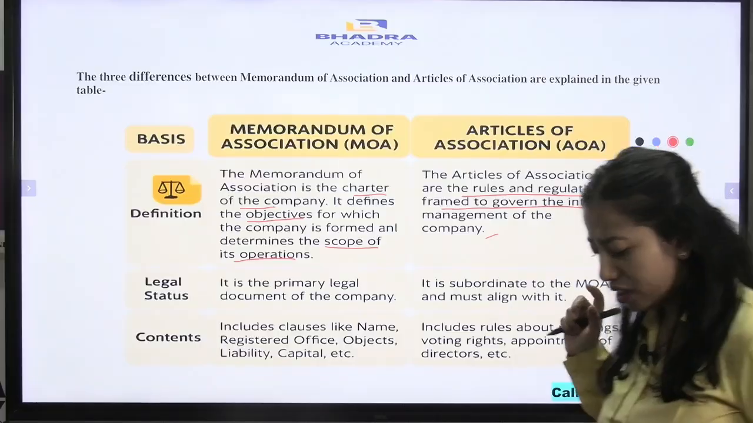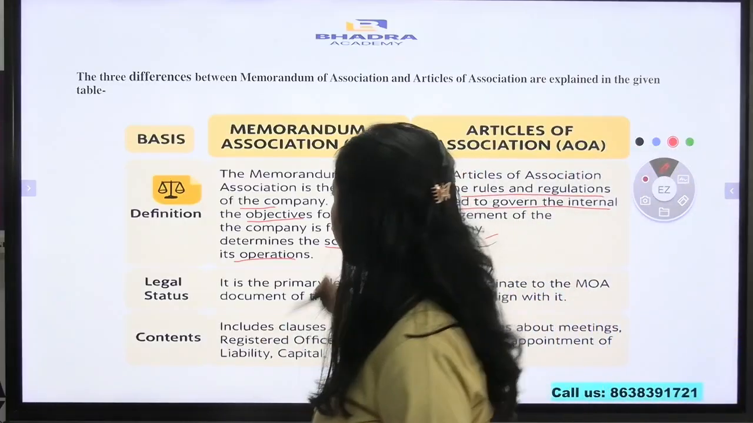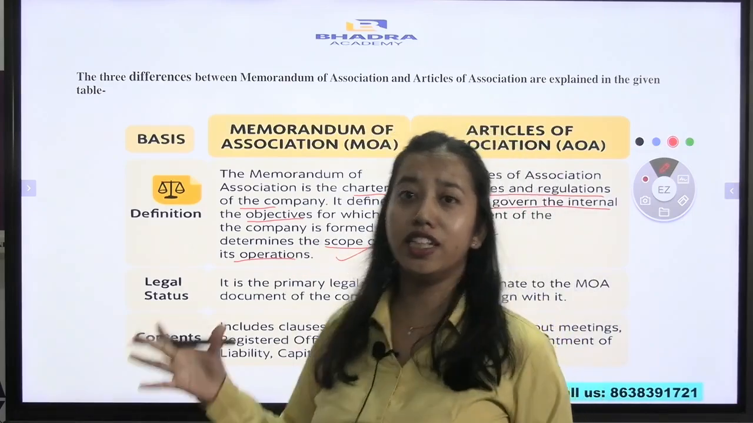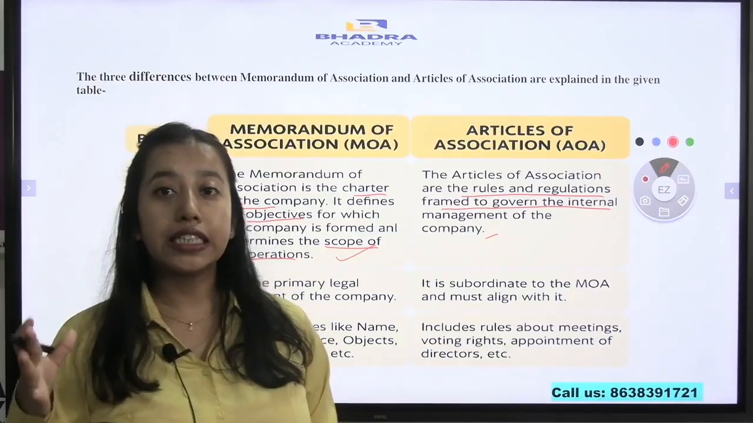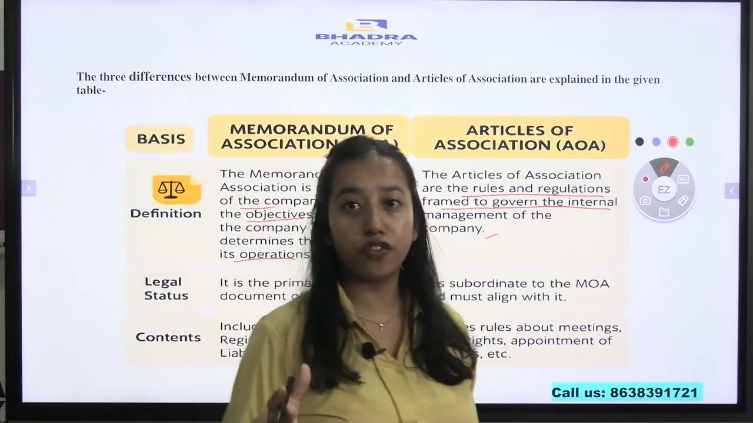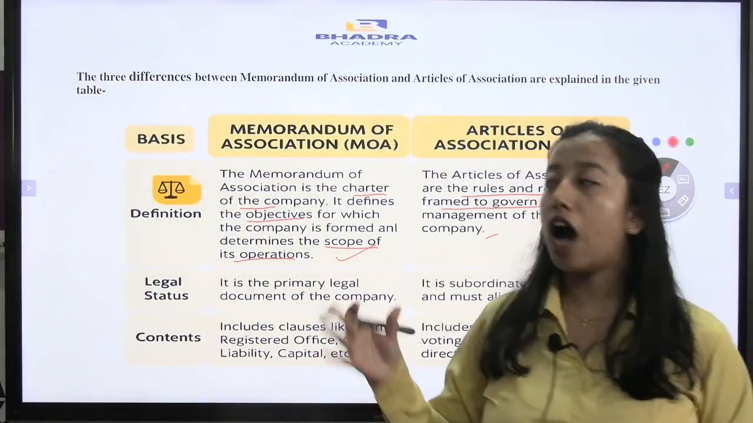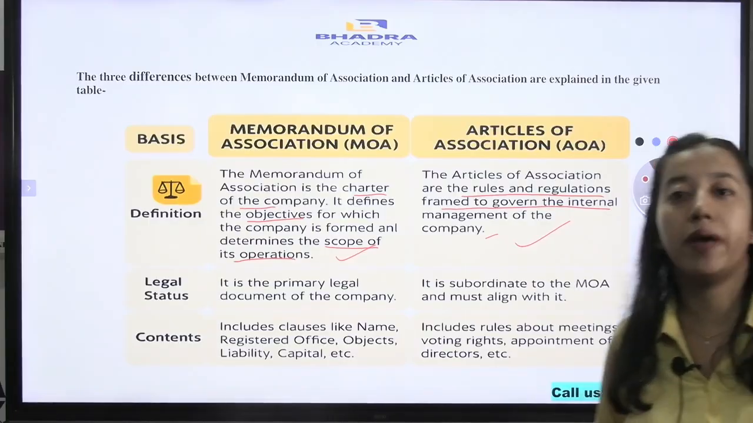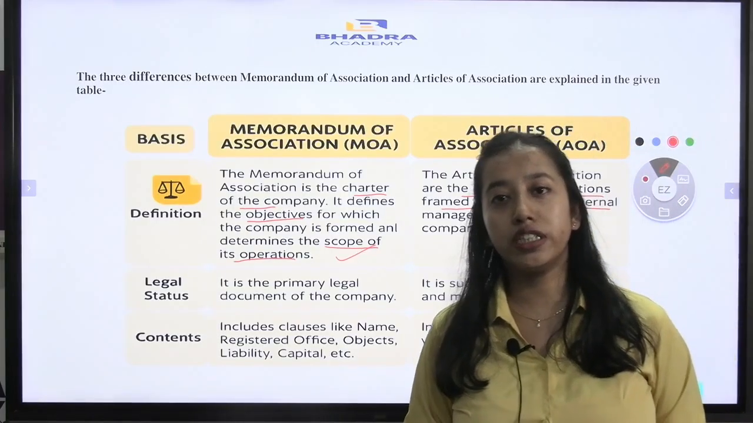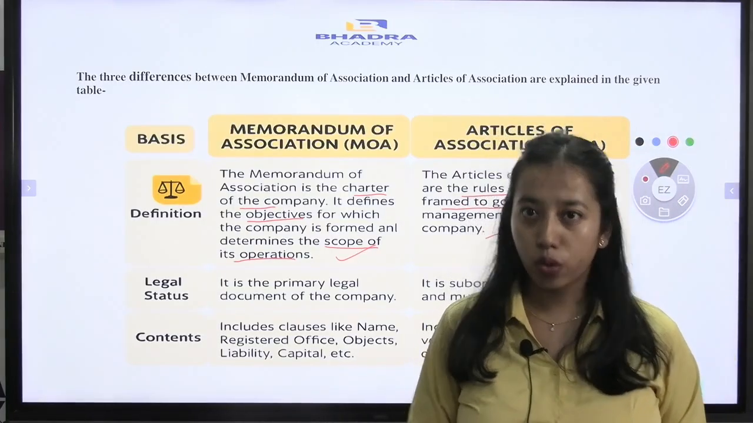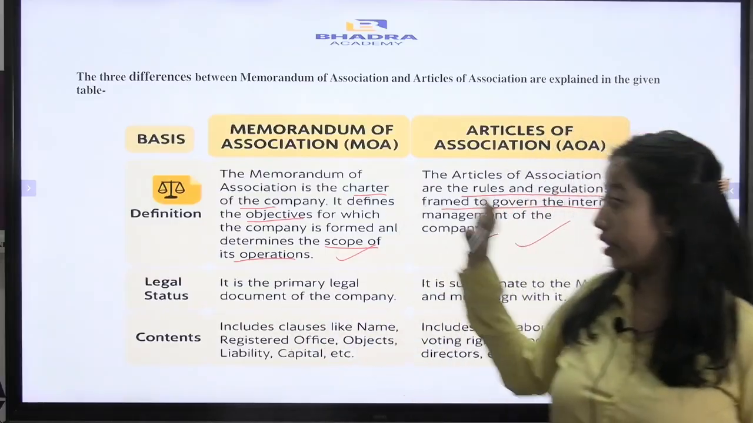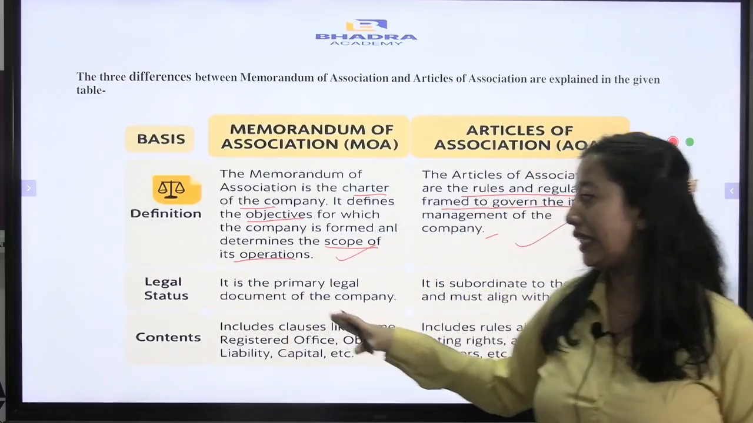So by this we can understand that the Memorandum of Association is basically for the external users of the business or external users of information of the business or company. However, the Articles of Association is for the internal management because the rules are mostly associated with the internal management only. Next, we have legal status. The basis of difference is legal status.